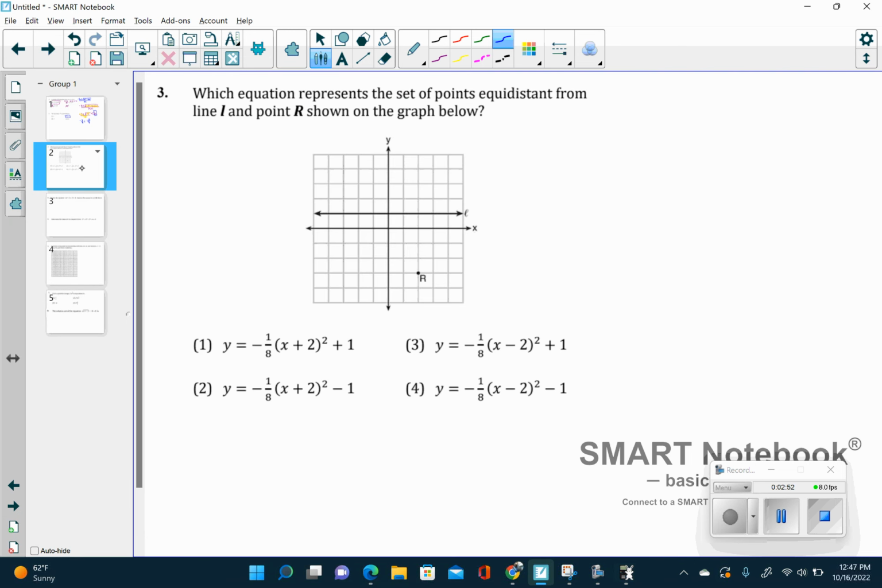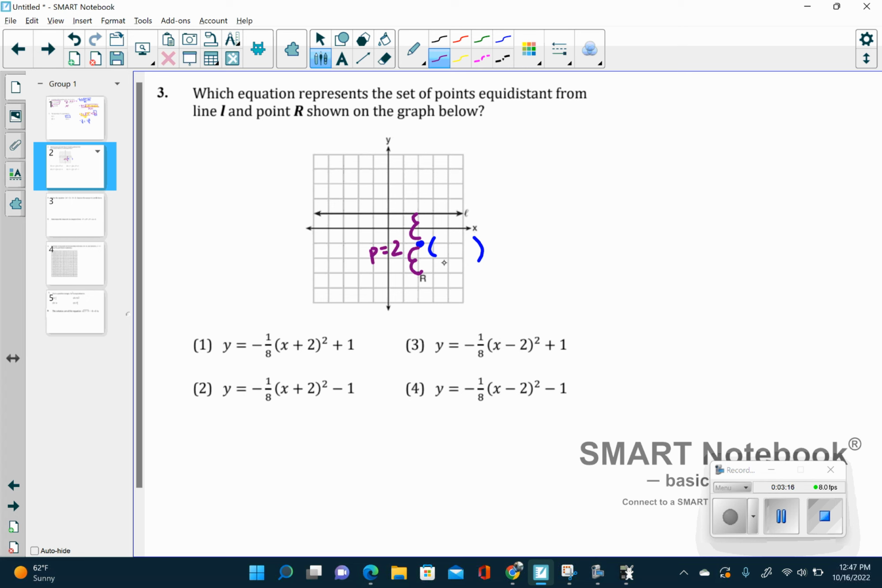Good. For this one, the first thing you want to do is figure out, they give you the directrix and they give you the focus, which is the point. You need to find the point in the middle, which is right here. How did I get that? Because it is 2 boxes away from the top and 2 boxes away from the bottom. So that means that P is equal to 2.